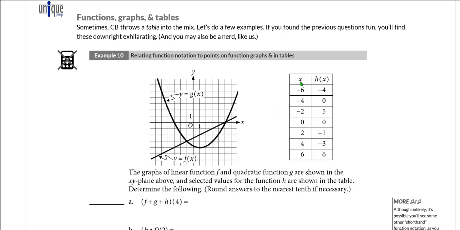Remember that a table of values, for instance, with this h function, we have our inputs, our x's, and we have our outputs, our h of x's. Remember, this is just an xy table, so we're just being given more points. That's all that table represents.